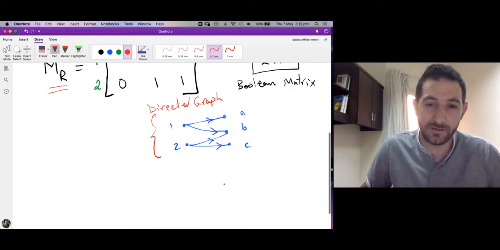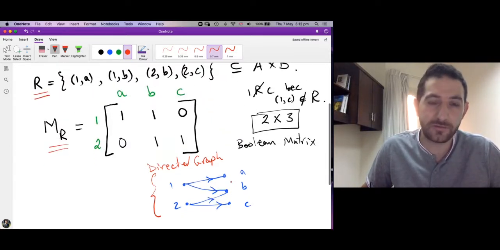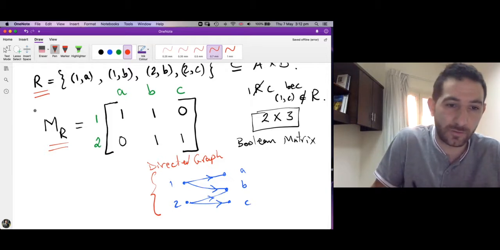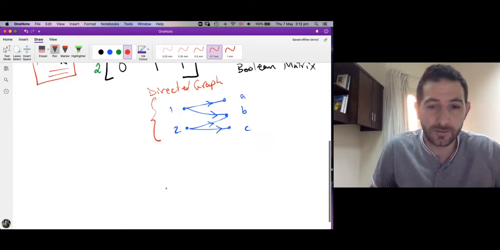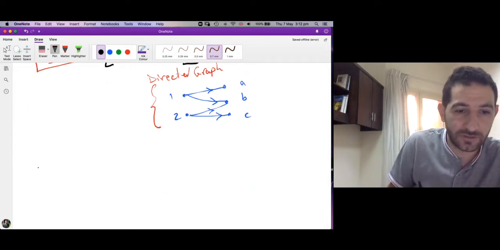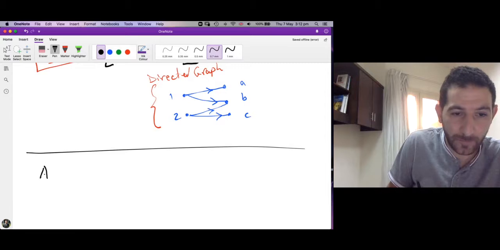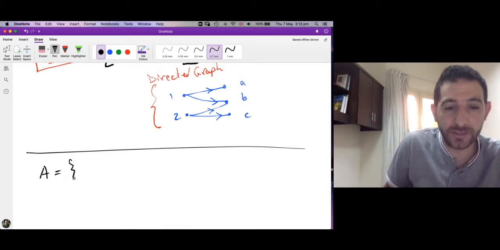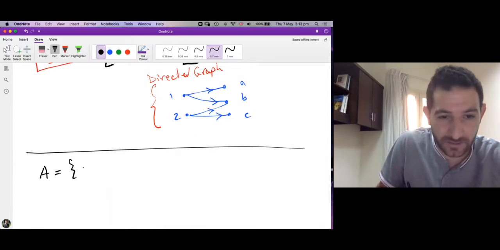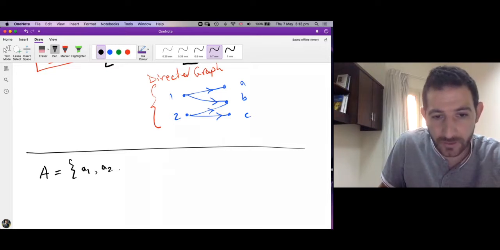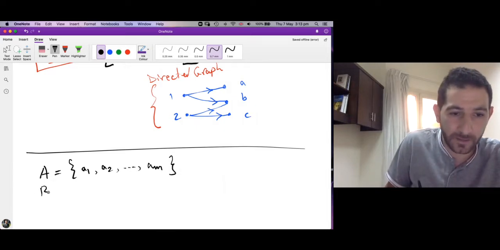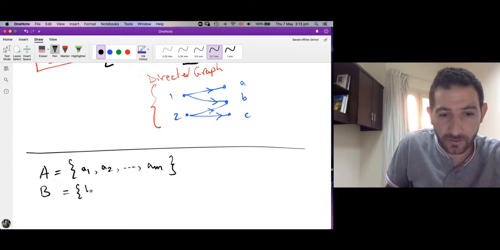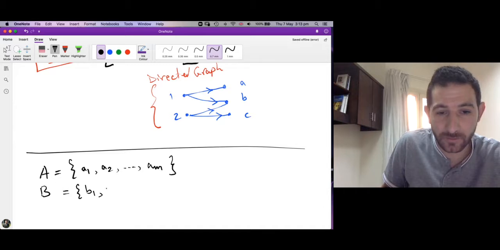So let me now, using this example, formalize the definition of what we call the Boolean matrix representing the relation R. How do we start? Suppose we have a set A of cardinality m, and we need to fix a listing of its elements, say a1, a2, a3 up to am. So this is A, and we have B of cardinality n, so b1, b2 up to bn.